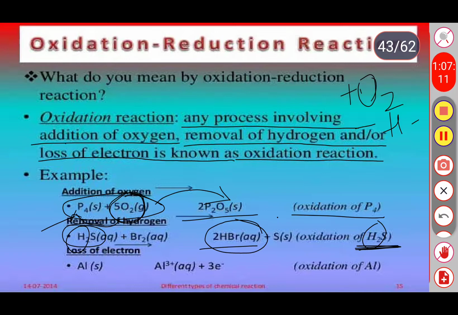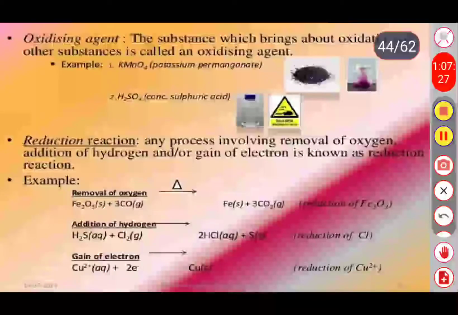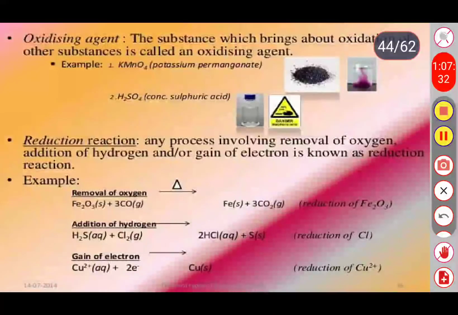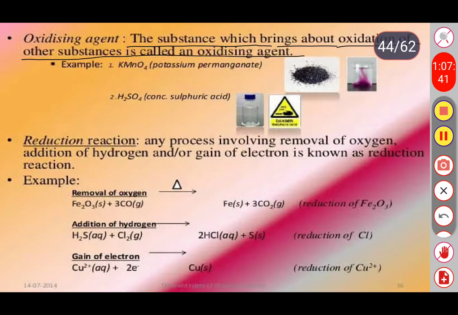Next one, oxidizing agent. The substance which brings about the oxidation of other substances is called an oxidizing agent. For example, potassium permanganate is an oxidizing agent. Concentrated sulfuric acid is also one of the oxidizing agents.